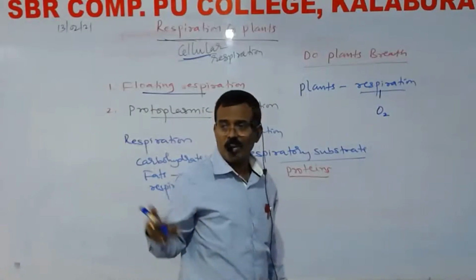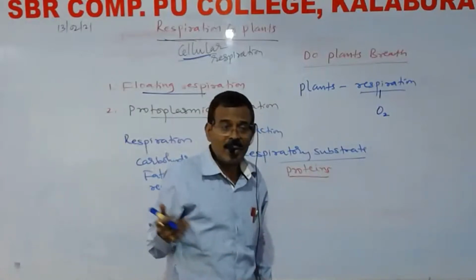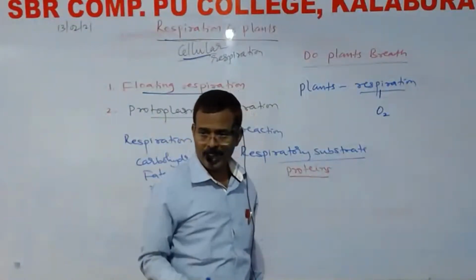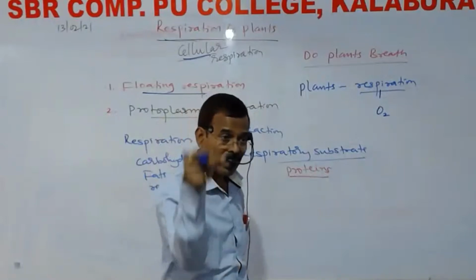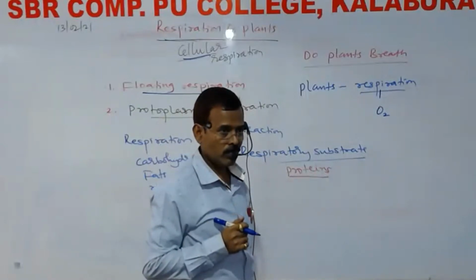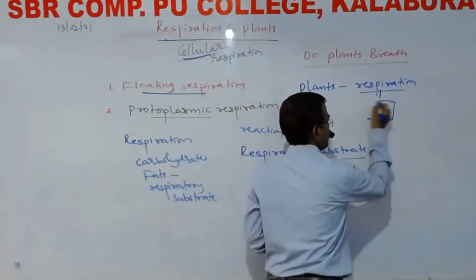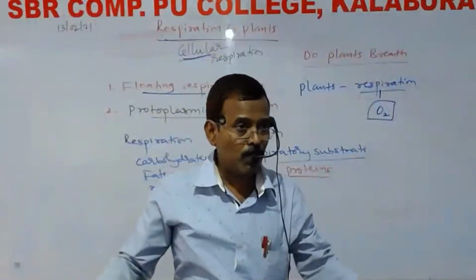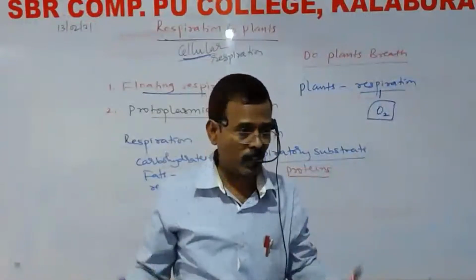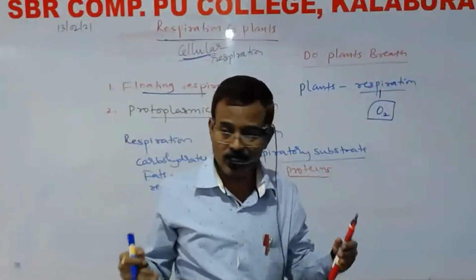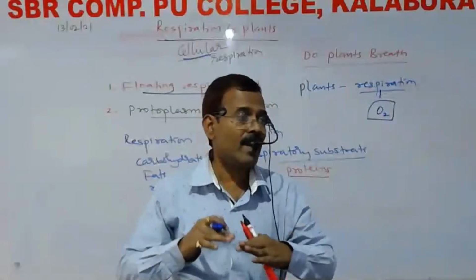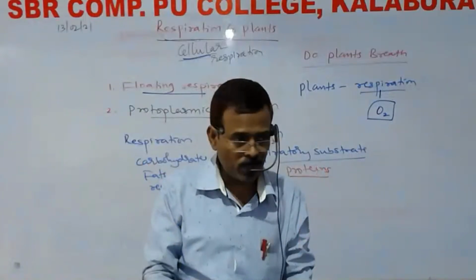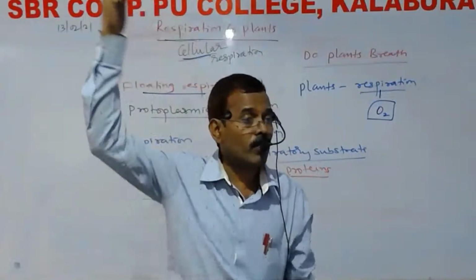When it is broken down in the presence of oxygen, it can release more energy as compared to the breakdown of organic food in the absence of oxygen. So plants need oxygen. Of course, plants release oxygen from photosynthesis. But in order to carry out cellular respiration, which occurs during day and night time, don't think that plants perform photosynthesis during the daytime and respiration at night time.